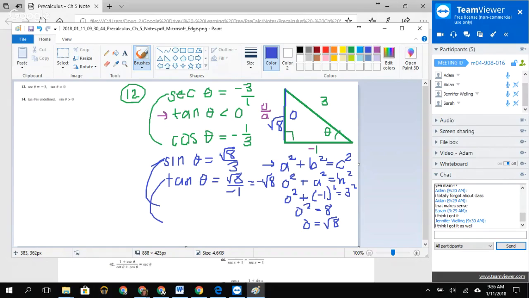Okay. Really quick, I think 14 is kind of interesting. We won't do all of the trigonometric functions, but we have that the tangent of theta is undefined. I can't even spell it right, even though it's on the sheet.